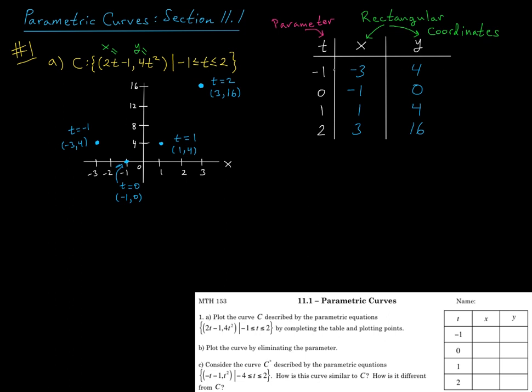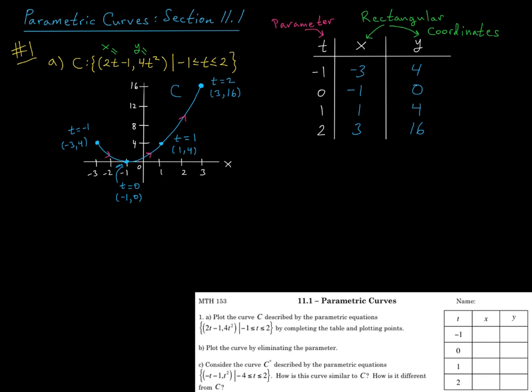So here I can plot the point (-3, 4), and this is telling me that I'm at this location when the parameter t is equal to -1. When t is 0, x is -1 and y is 0, so we're at this location (-1, 0) when t is 0. When t is 1, we're at (1, 4), and when t is 2, we're at (3, 16). Now I'm going to draw a smooth curve through these 4 points.